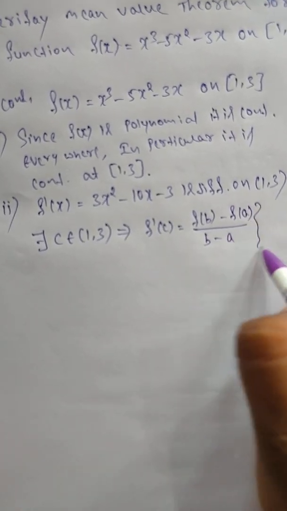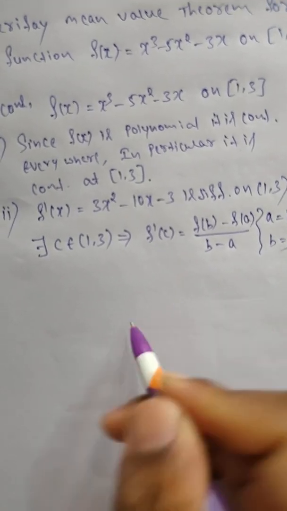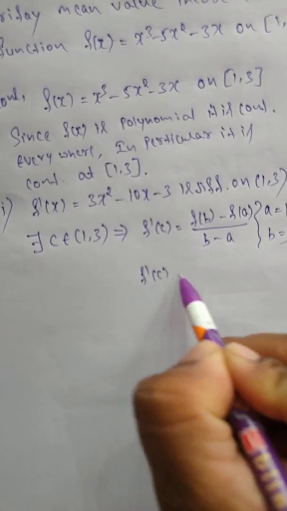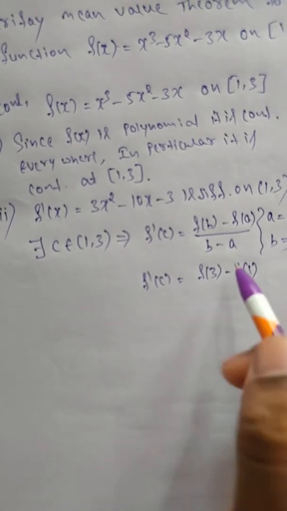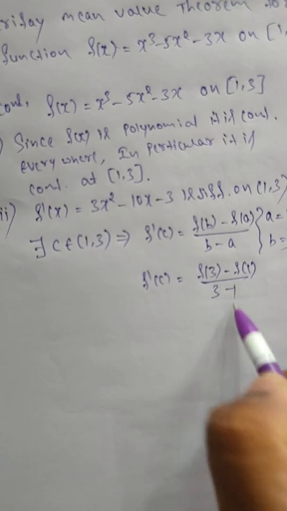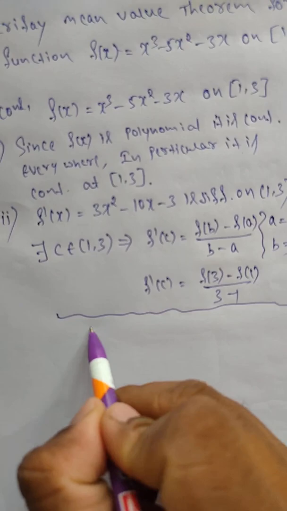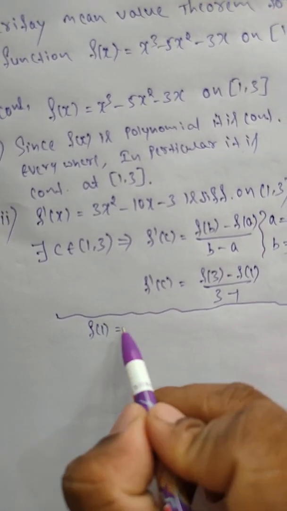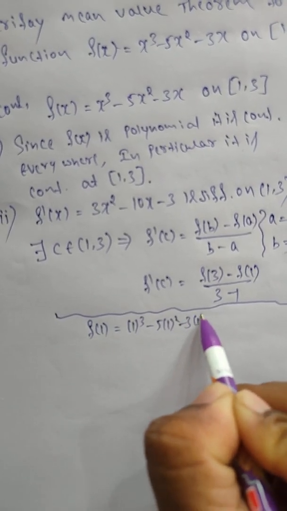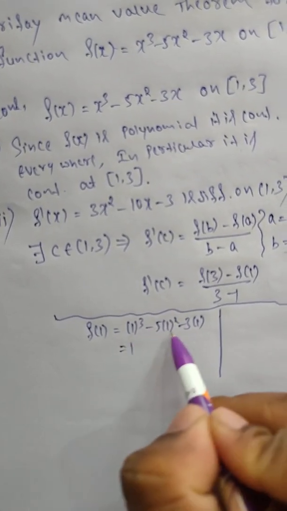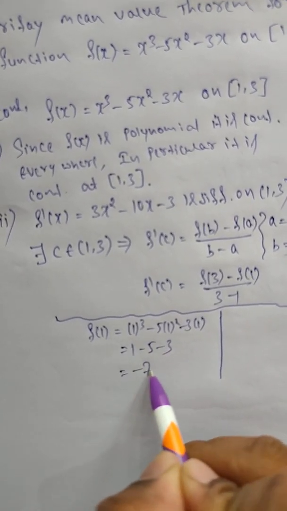Here you want to replace. What is the A here? 1. B is what? 3. Means f dash of C is equal to f of 3 minus f of 1 by 3 minus 1. Now what is f of 1? F of 1 is 1 cube minus 5 into 1 square minus 3 into 1. 1 cube is 1, 1 square is 1, 1 into minus 5 minus 3. So this is equal to minus 7.